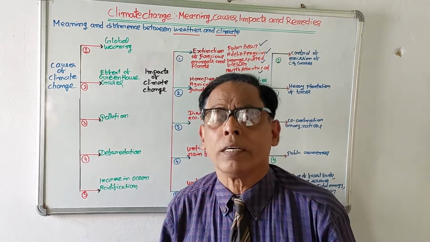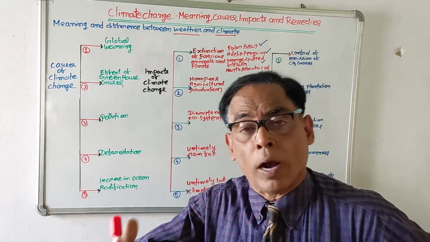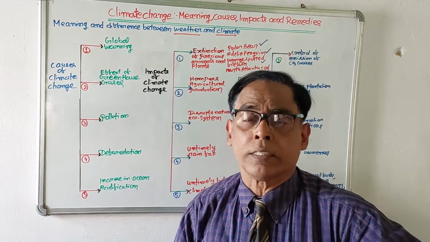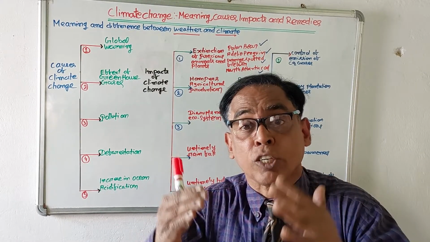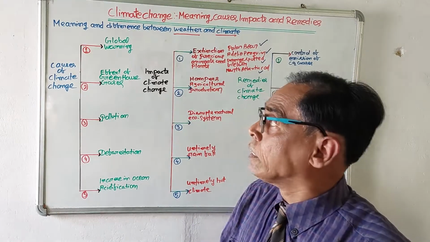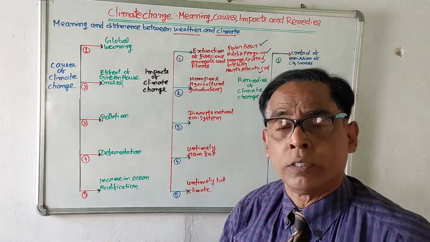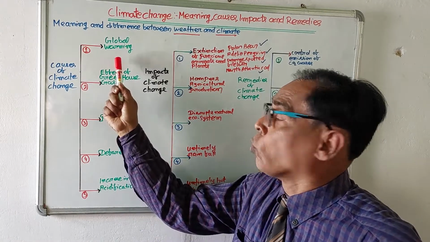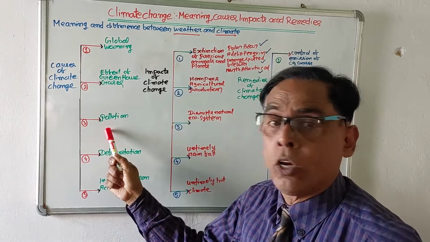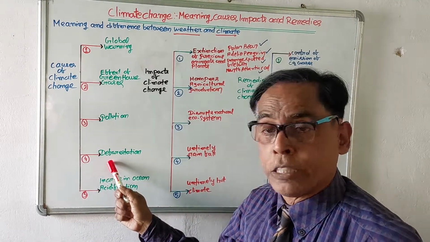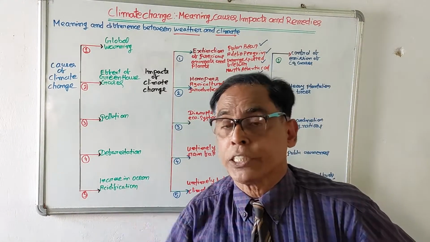So we are clear what weather change is, what climate change is, and what factors influence climate change. Now we'll discuss the causes of climate change. First, here are five causes. Number 1 is global warming. Number 2, effects of greenhouse gases. Number 3, pollution. Number 4, deforestation. Number 5, increase in ocean acidification.